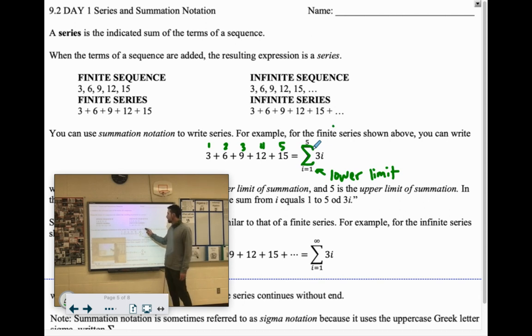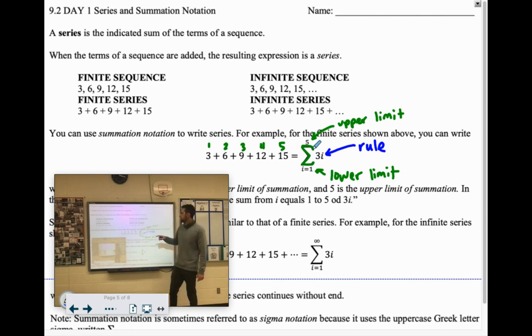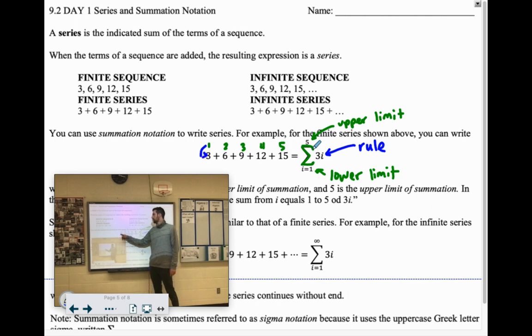And then up here, the number up top is like your upper limit. So it's how many terms, so we're maxing out at the 5th term because it's a 5 up there. And then you'll see the last thing here, this 3i, this is like the rule for that sequence. So you'll see that each time it's 3 times the term number. 1 times 3 is 3, 2 times 3 is 6, 3 times 3 is 9, 4 times 3 is 12. Cool? So this side is the rule.